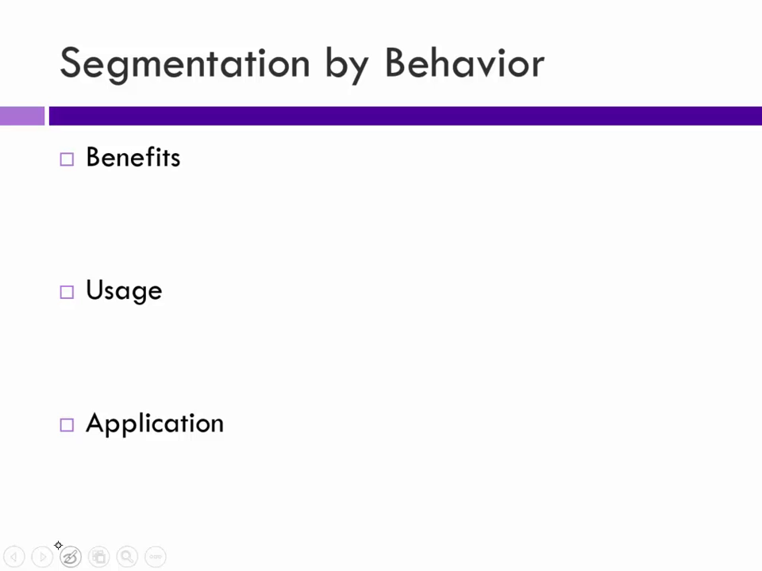So segmenting by behavior. Benefits, usage, and application are the main ways. So what do they want from the product? For example, if you're talking about a car, maybe I just want something with good gas mileage to get me from here to there, whereas somebody else might want something that's going to help their image and make them look cool, and so they value different things. They're going to spend money on different things, whereas somebody else is like, I don't want all that. I just need it to get me from point A to point B. So what they want from the product.